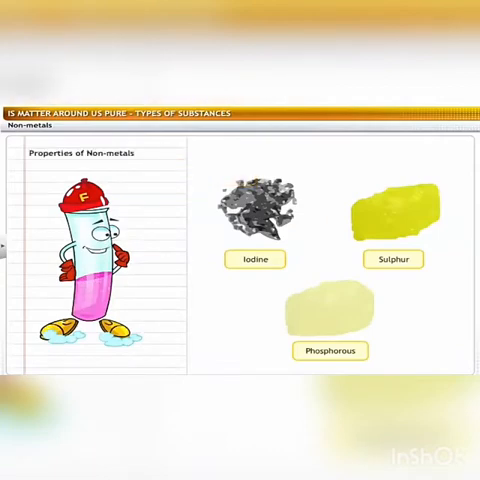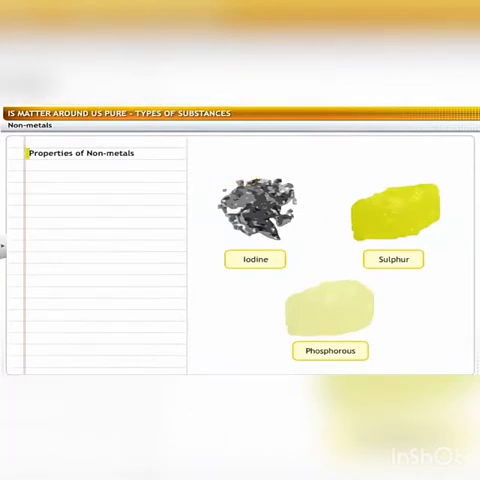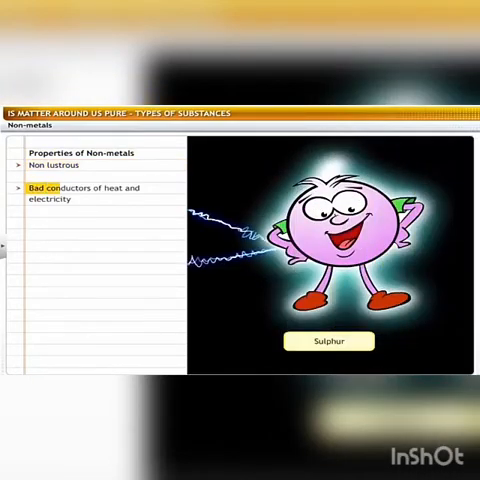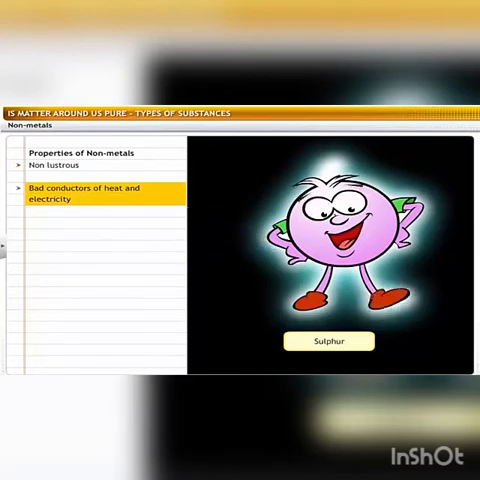Yes, of course. Let's look at some of the properties of nonmetals. Nonmetals usually show some or all of the following properties. They do not exhibit luster. Nonmetals are bad conductors of heat and electricity. They do not contain free electrons in them, so they do not conduct heat and electricity. For example, sulfur.